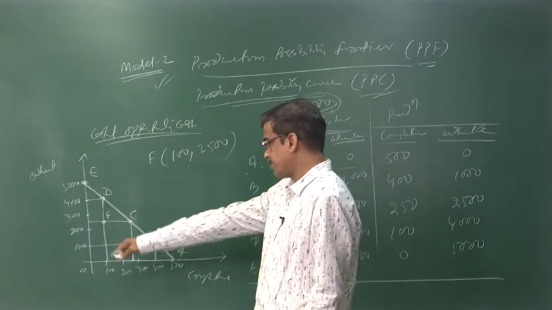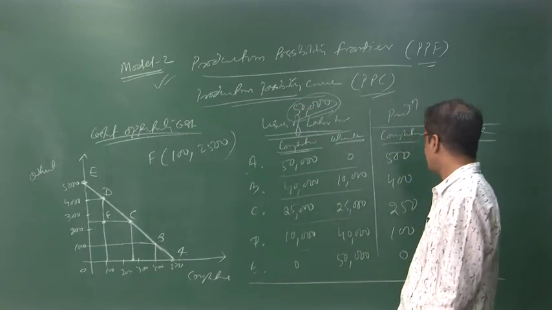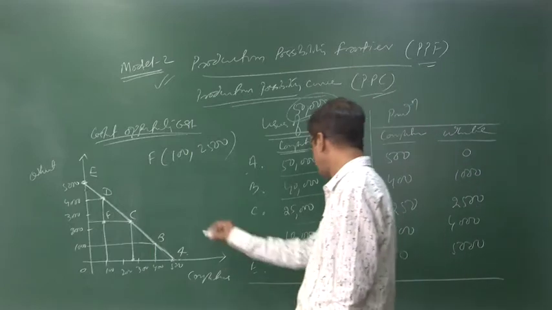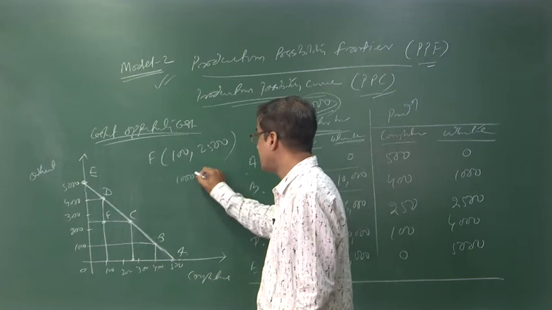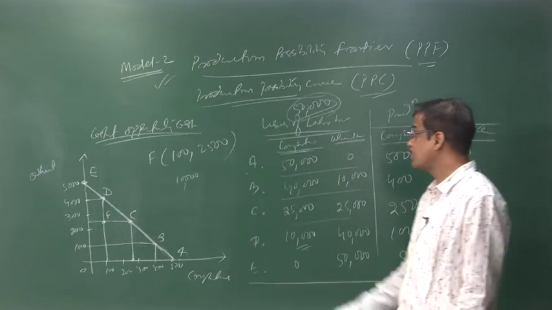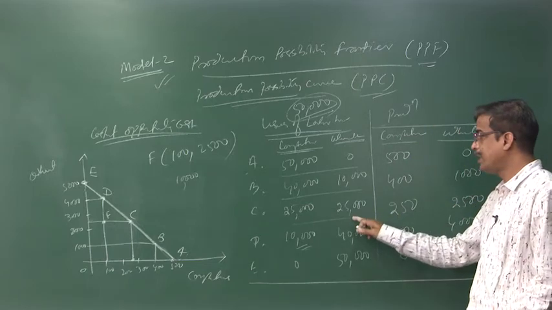How many computers? Now this is 100 computers. If you manufacture 100 computers, how much labor hour is utilized? Now 10,000 units of labor are utilized. It will be 10,000, right? 10,000 of your labor hours are going to be utilized. And to manufacture 2,500 of wheat, how much labor do you have to utilize?